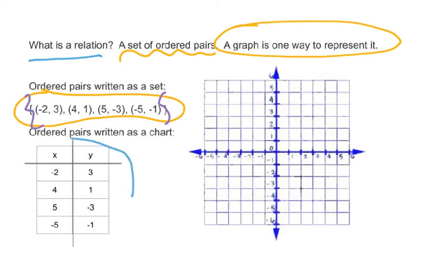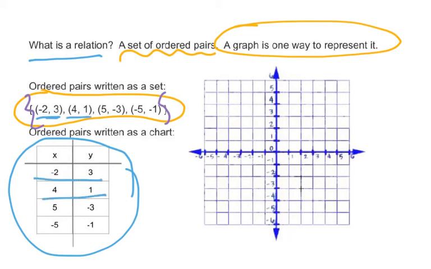You can also write the ordered pairs as a chart. So here's a chart where we have our x values and our y values, the same ones as above. So there's (-2, 3), (4, 1), (5, -3), and (-5, -1).